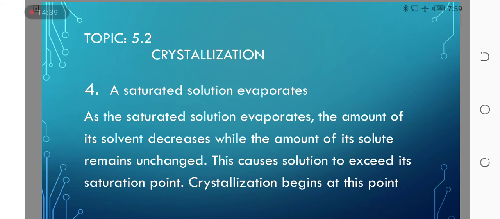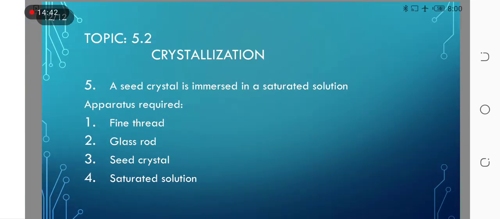Okay. Now come to the last method that we are going to discuss today: a seed crystal is immersed in a saturated solution. We can also easily find out how to form crystals by using this method. For this method, we have to use some apparatus. The apparatus required for this practical is fine thread, glass rod, seed crystal, and the saturated solution. So these are the four requirements by which we can easily form different types of crystals.